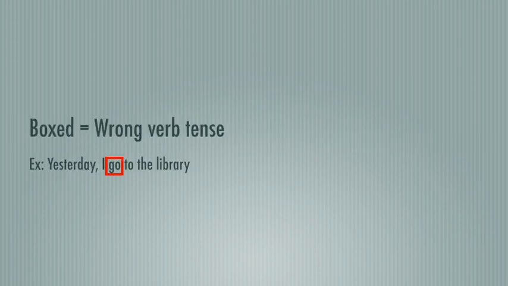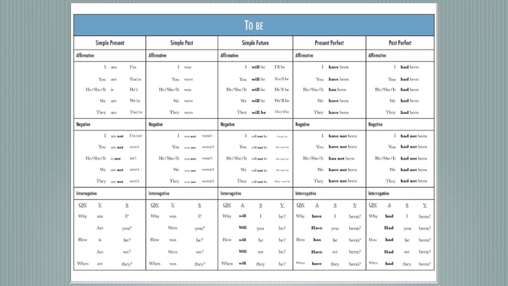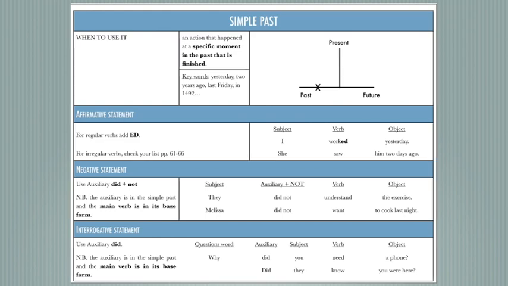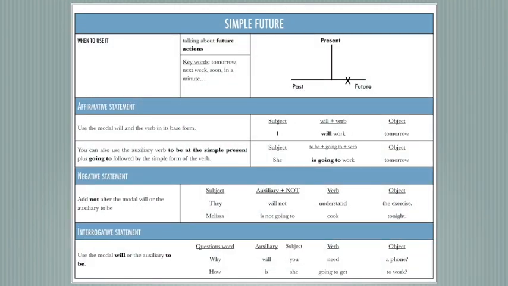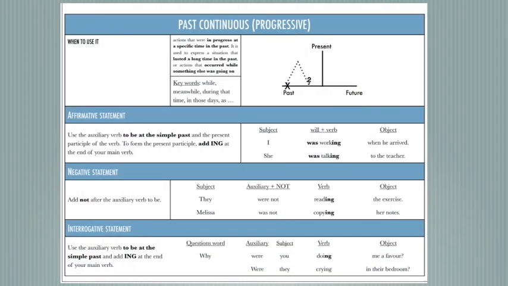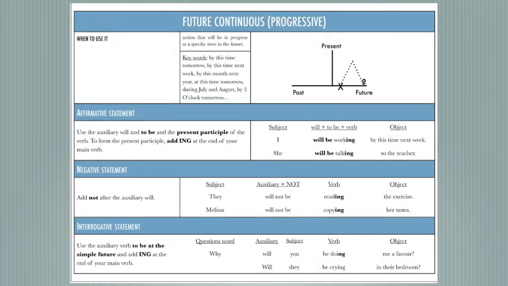If I draw a rectangle around your verb, it means that you have the wrong verb tense. So for this, check pages 32 to 40. So you have the verb to be. Check which tense you were supposed to use. Then ask yourself, is it an event, an action that is a repeated action and a habit? Is it something that happened in the past at a specific moment? Is it something that will happen in the future? Is it something that is in progress in the present? Is it something that was in progress in the past? Or is it an event, an action that will be in progress in the future?